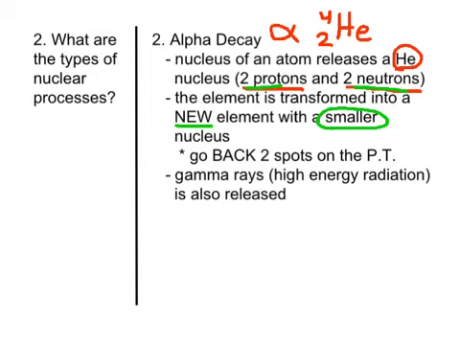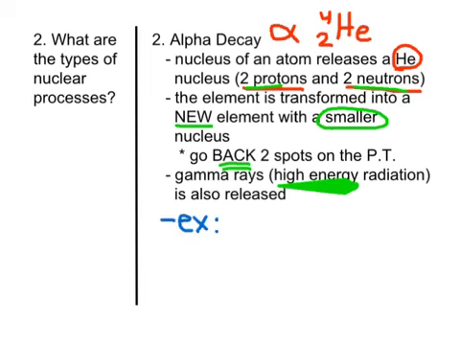Well, in an alpha decay, you're always going to go 2 spots back on the periodic table. So you'll see that, or you have seen that on the game. So alpha decay always goes back 2 spots on the periodic table, and wherever you land those 2 spots back, that is your new element. In alpha decay, we also have gamma rays, that third type of radiation, the most penetrating type of radiation, those high energy rays, also being released as well.